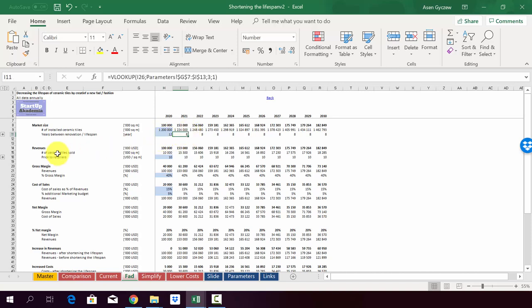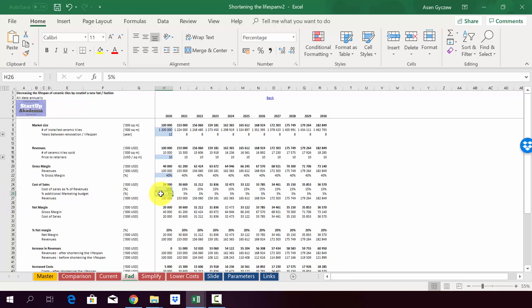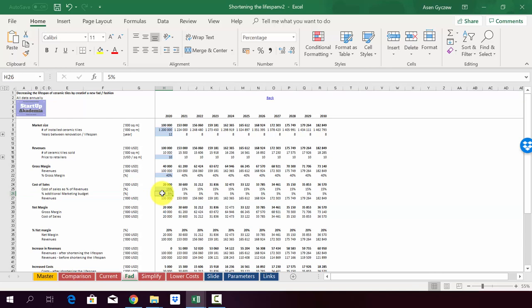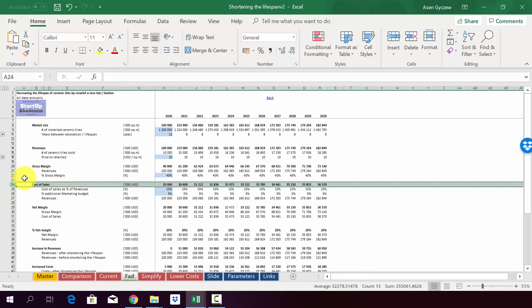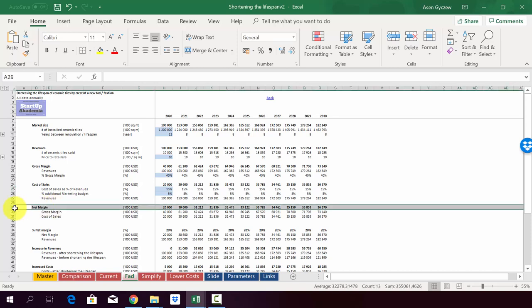And this is due to the fact that we are spending additional money, which is here in row 26, on marketing and saying that this is a good idea. We achieve shortening of the lifespan, or in other words, the fact that people will be changing the ceramic tiles more often, so every 8 years, not 12, by putting more money into an additional marketing budget, which you can see here. So we estimated that we would add an additional 5% of the revenue to cost of sales. So we would promote among influencers and in the media that it makes sense to change the ceramic tiles. In this way, we get the new net margin, which is estimated here.